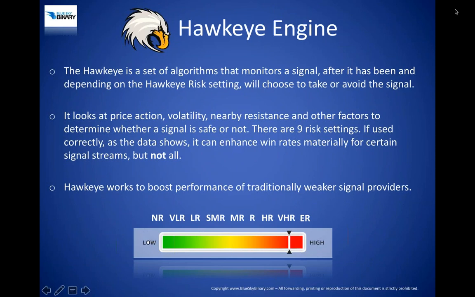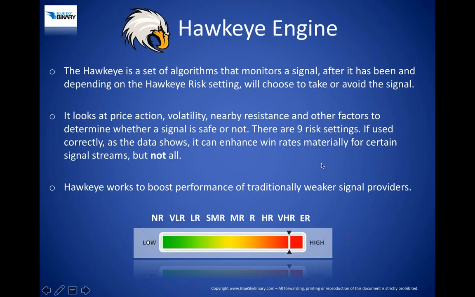So let's discuss the Hawkeye engine, all right? The Hawkeye is a set of algorithms that monitors a signal after it has been fired on Signal Hive, okay? And depending on which Hawkeye setting that you have chosen for that signal, the system will decide whether or not to take the signal in your account, all right? Whether or not to replicate the signal. Now it looks at a few factors. It looks at price action, it looks at volatility in the price, and it looks at nearby support and resistance levels, okay, in determining whether or not it wants to take the signal. There are 9 total risk settings, okay, 9 Hawkeye settings.